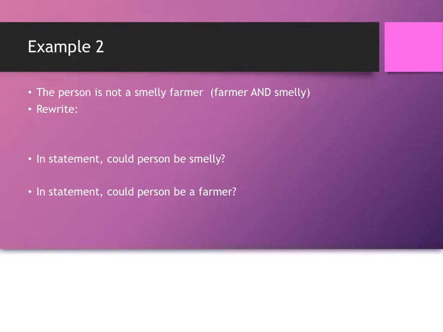Now, again, I already mentioned this, but I want to write it down officially. If I say the person is not a smelly farmer, we've already rewritten it. But in the statement, the person is not a smelly farmer, the person could be smelly. The person could be a farmer, right? It just can't be both at the same time. Could have been a smelly teacher, or it could have been a farmer who smells good, right? So yes, the person could have been smelly. Yes, the person could have been a farmer. They just can't be both at the same time.